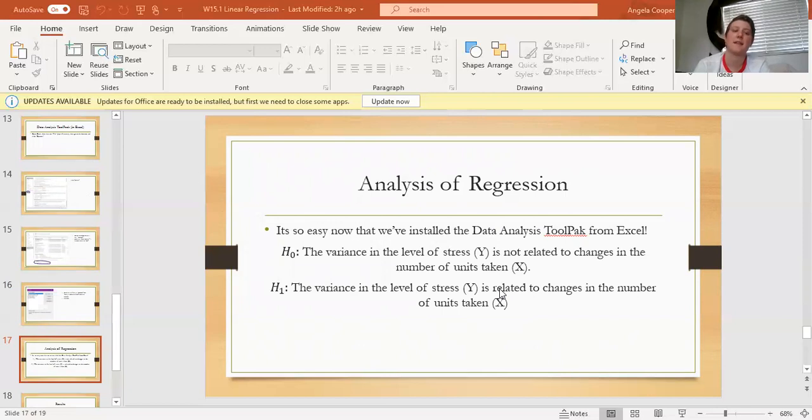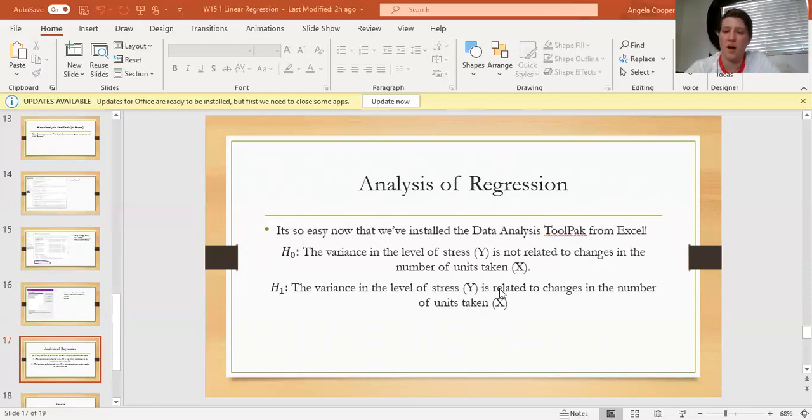So this is where we're taking that null hypothesis test again. Our null hypothesis is saying that the variance in the level of stress, or sanity, it was sanity before and I have stress here, so I apologize for that, is not related to the changes in the number of units taken. So that's saying you can't predict stress or sanity from units taken. There's no relationship between these two.